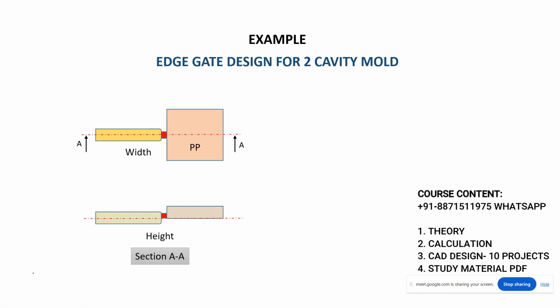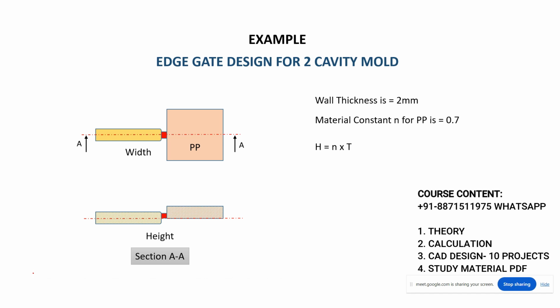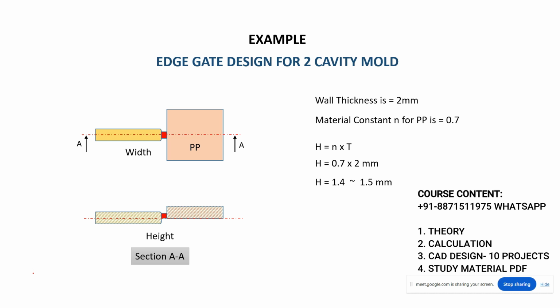See here, for example, wall thickness is 2 mm, and the material constant n, as we already know, for the PP material is 0.7. Now H equals n into t. What is the t here? Wall thickness, which is 2 mm. So you will get the H value. What is the H value? 0.7 multiplied by 2 mm. You will get 1.4 to 1.5. Basically you have to take 1.5, right?